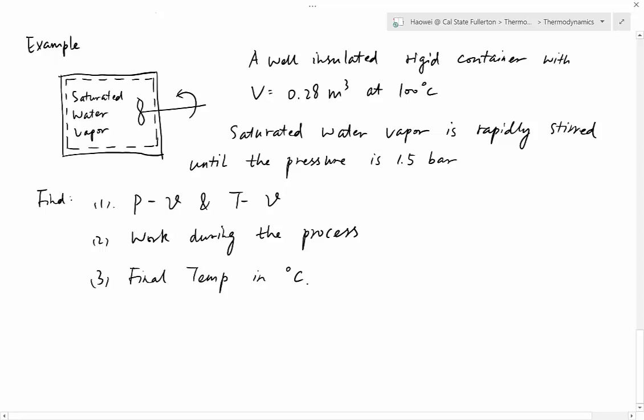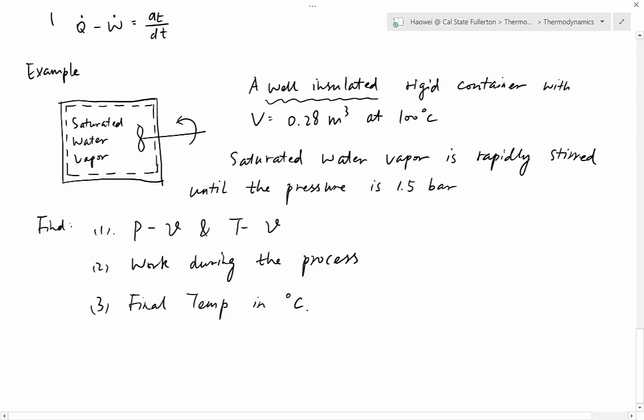Okay, so here is the example. What we have is a well-insulated rigid container. Be careful here. Well-insulated, what does that mean? You should realize there's no heat transfer because it's insulated. And then the next word, rigid container. This container is rigid. What does it tell you? It means constant volume. The volume of this container doesn't change.